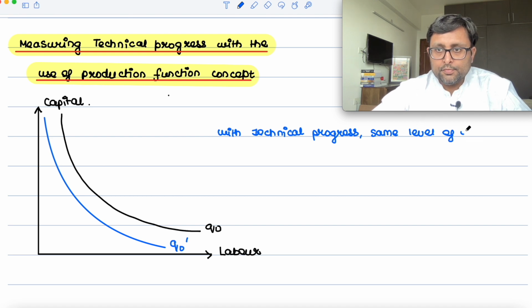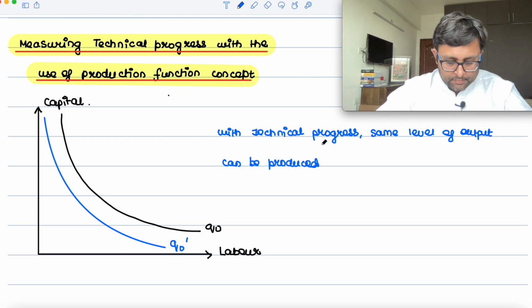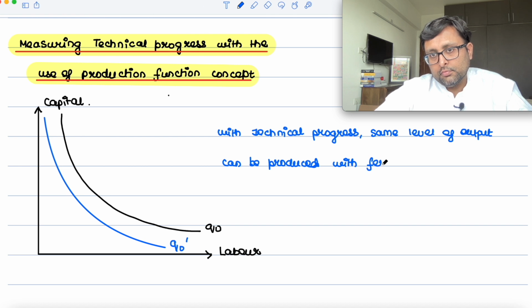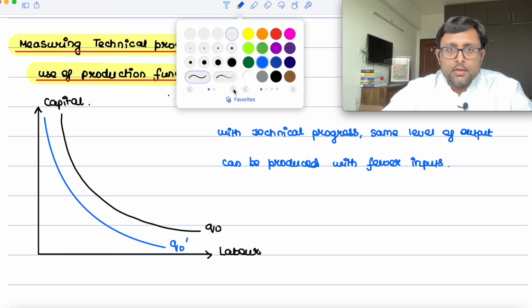same level of output can be produced with fewer inputs. With fewer inputs, right? For example, what Nicholson says, he says like this.